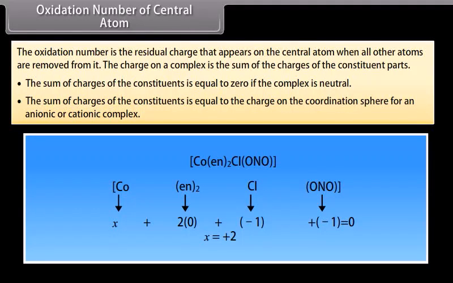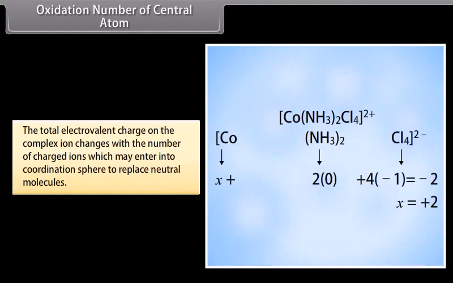The sum of charges of the constituents is equal to the charge on the coordination sphere for an anionic or cationic complex. The total electrovalent charge on the complex ion changes with the number of charged ions which may enter into the coordination sphere to replace neutral molecules.